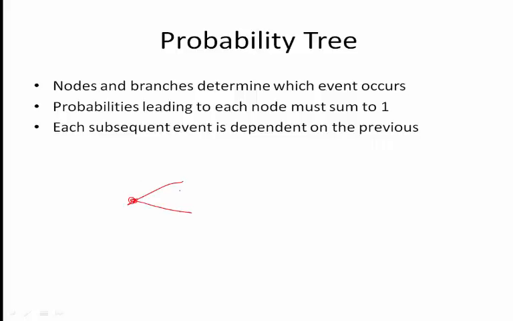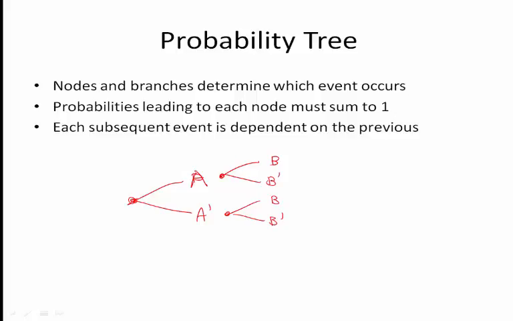It starts off at a node and ends at a certain event. So let's say event A and event not A. And from then on, it's a separate node to event B and not B, another node to event B and not B. Okay, there are several properties involving the probability tree.